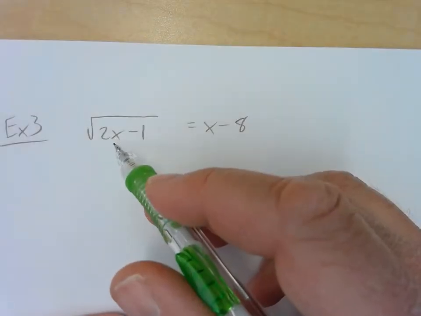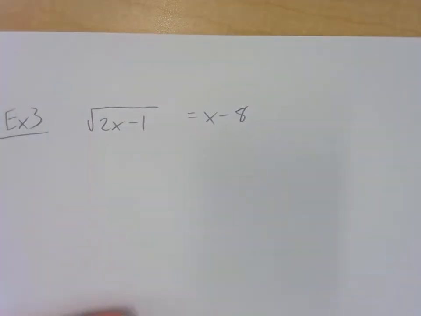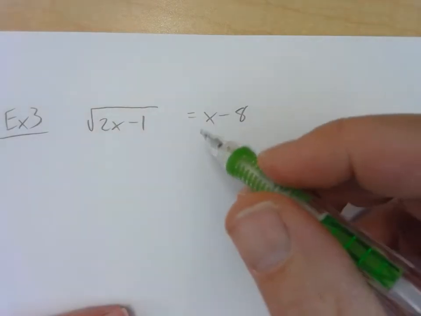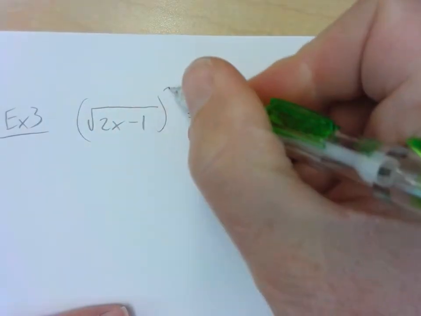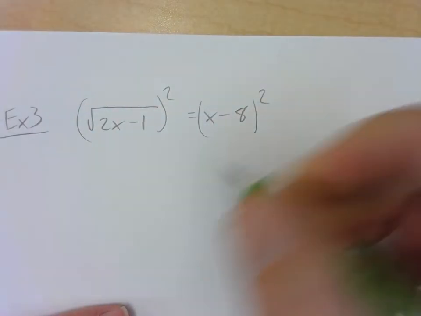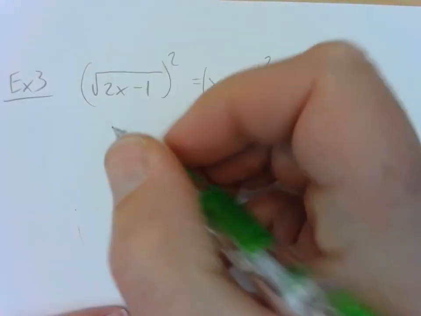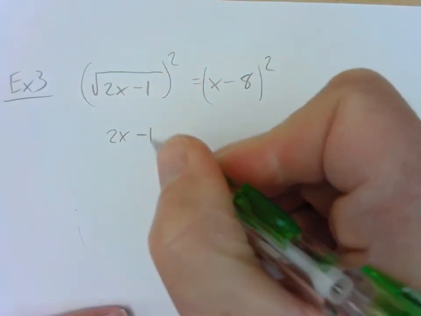All right, this one here. The radical is isolated, so that's part of it, to isolate the radical. That part is done. So I don't have to move anything over. I'm just going to start by squaring each side of the equation. Squaring the square root makes the square root go away, and I'm left with 2x minus 1 is equal to.